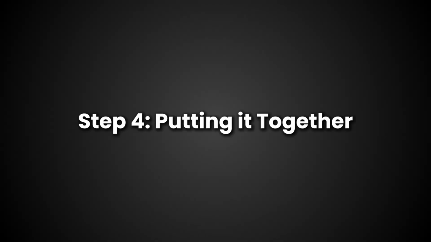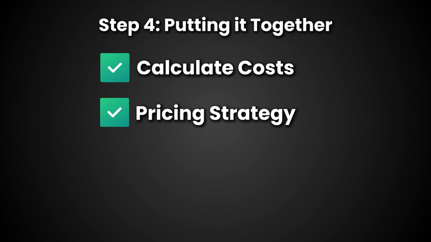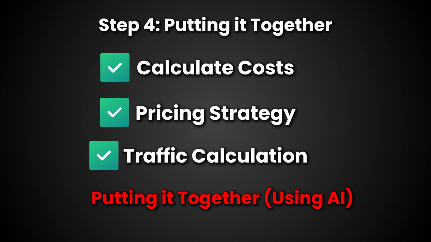So moving on to step 4, now we have to put it all together. So we've calculated all of our costs. We've decided how much we're going to charge for our community, whether that's high ticket or low ticket. We found out how many views, how many impressions, how many visits to our landing pages we need each month to make a profit. Now we've got to put it all together.